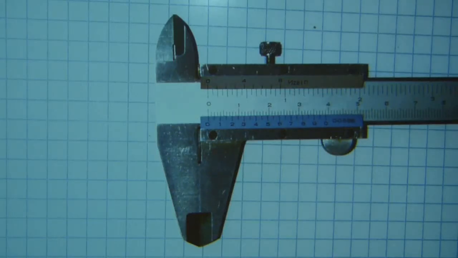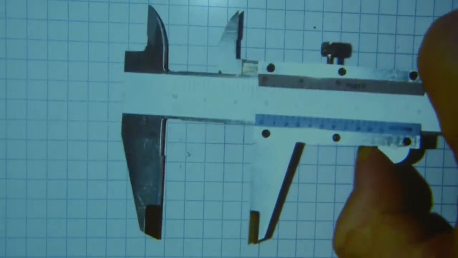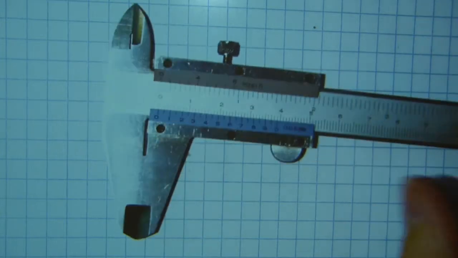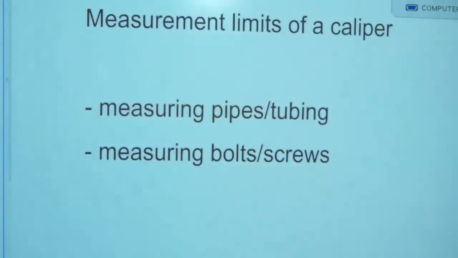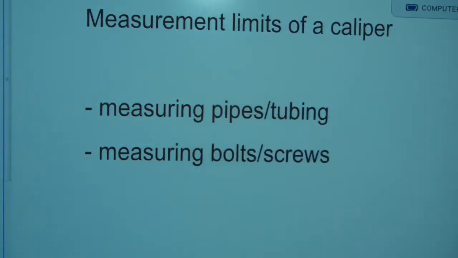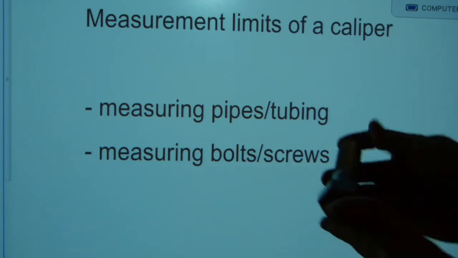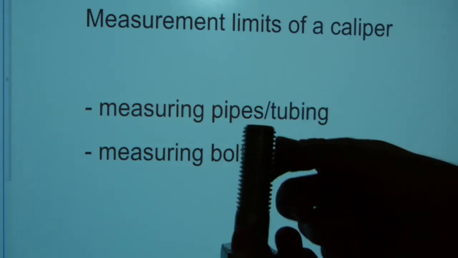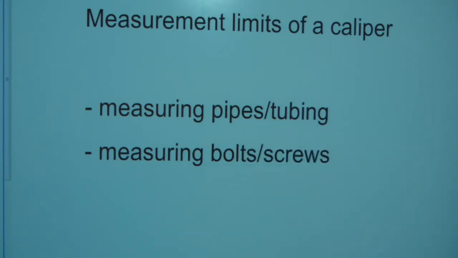A caliper such as this is a fantastically useful measuring instrument. However, it can fairly easily reach its measurement limits when it comes to some common everyday measuring tasks, such as measuring around pipes and tubing such as this, or measuring threaded fasteners in general, screws and bolts like this, especially the threaded bits. You might be thinking, wait a minute, mister.